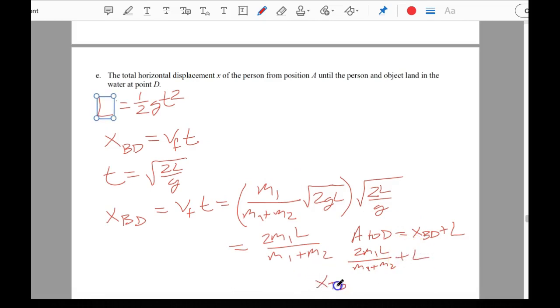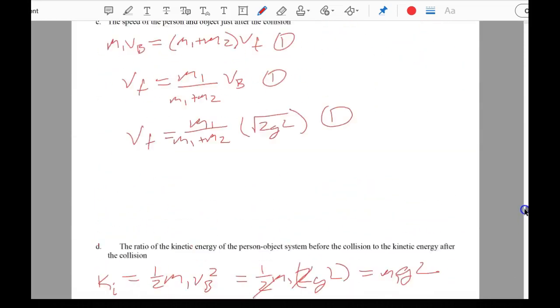So our total distance is going to be equal to 3 m1 plus m2. Because we have to have a common denominator, we had to multiply the top here by m1 plus m2 and the bottom by m1 plus m2. And then we're going to take that, and that is times L, that quantity times L over m1 plus m2. And now you are done, because now we found the total distance from position A.